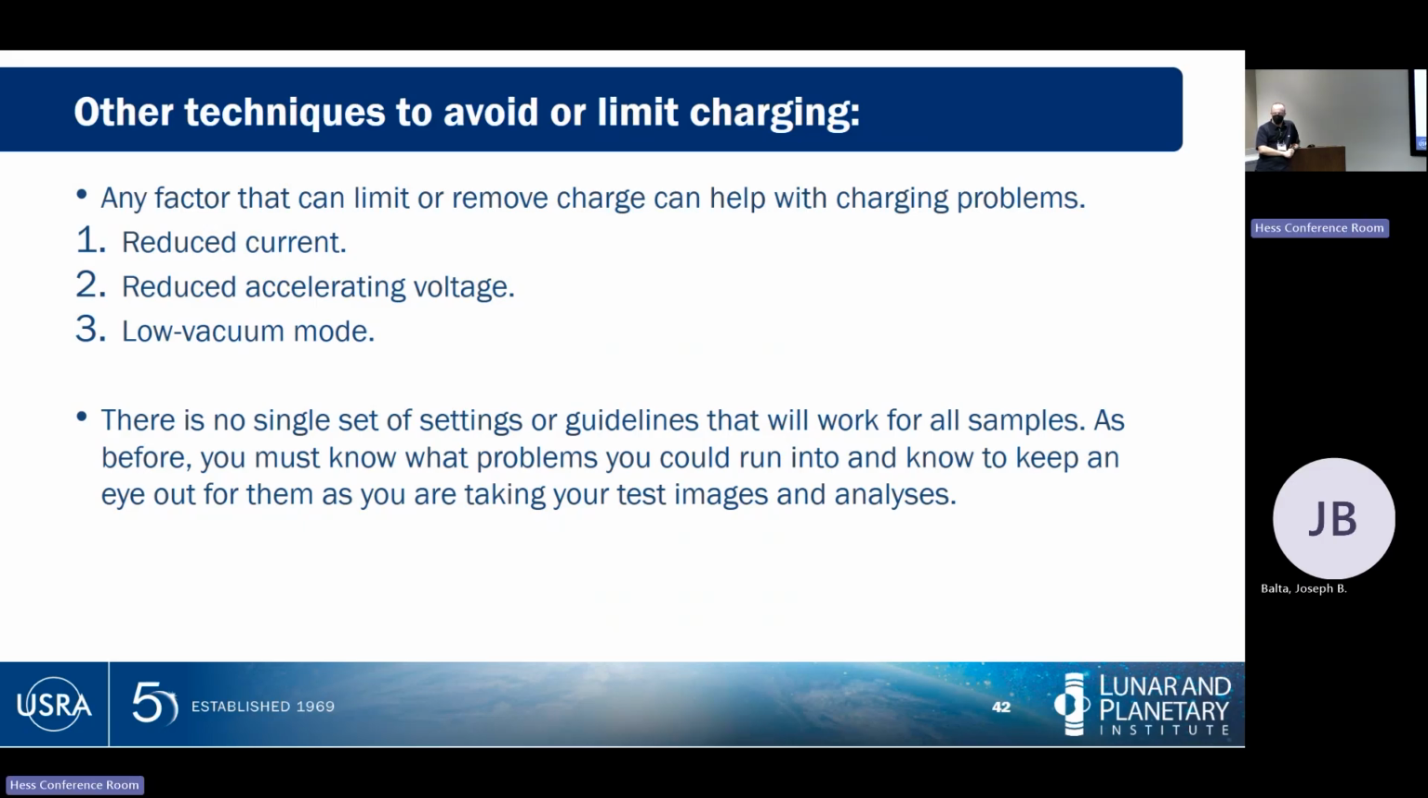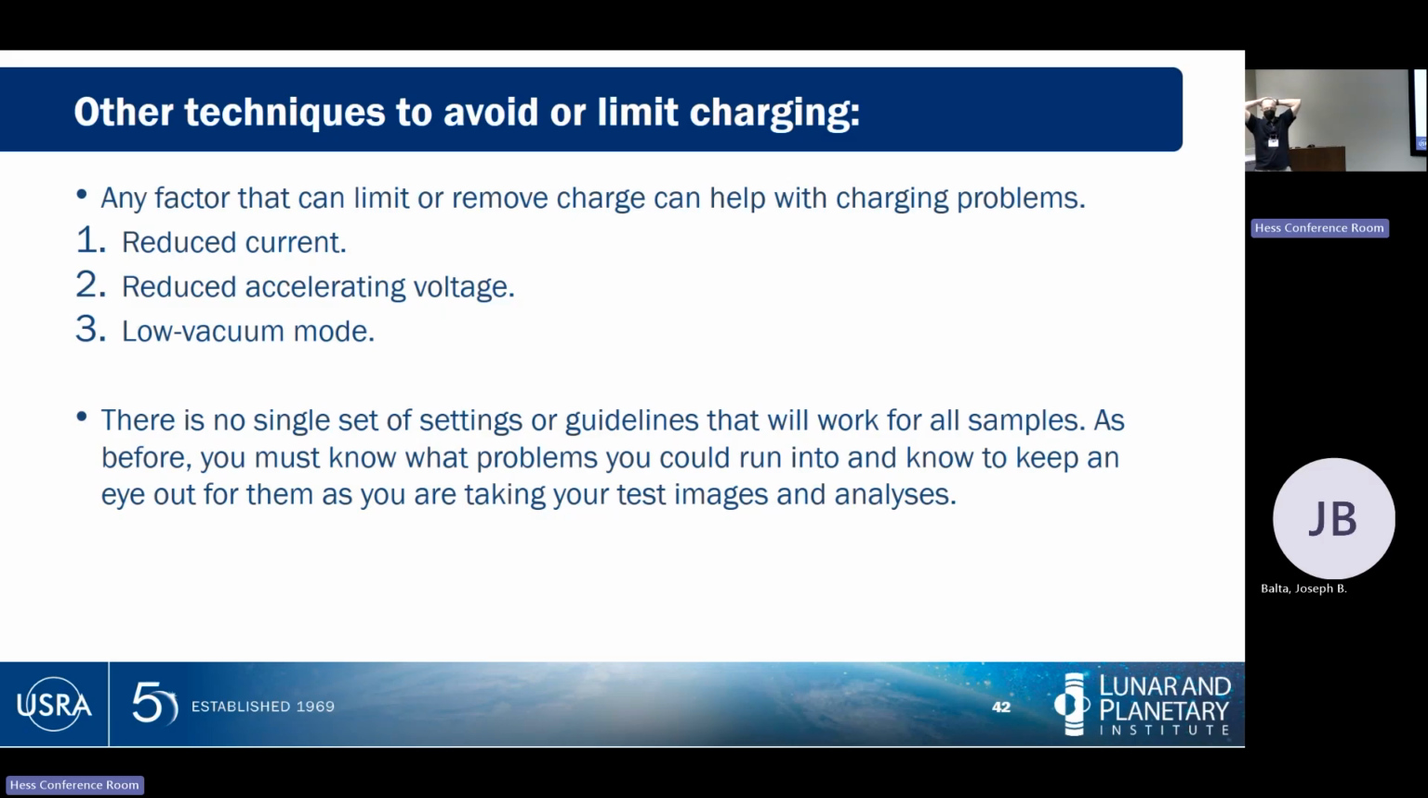If we are having a charging problem and we drop the current, could that reduce our charging problem? I have a problem with too many electrons. What's my solution? Fewer electrons. Literally, that is the logic. If the electrons can't escape, I have fewer of them, they might be able to escape.